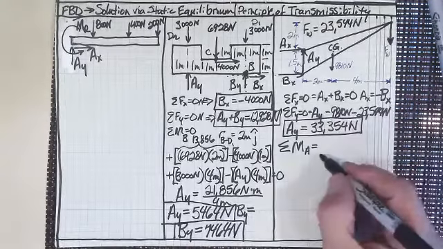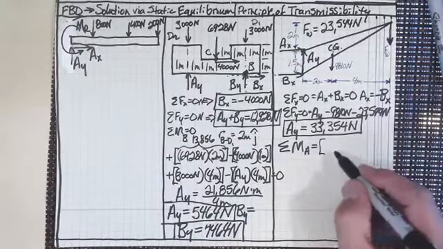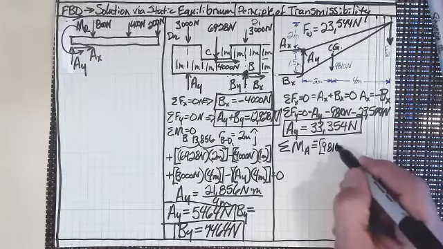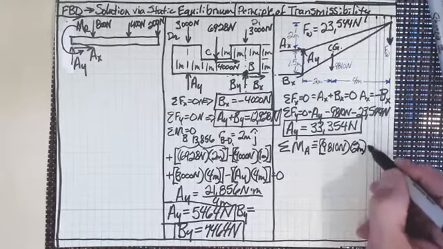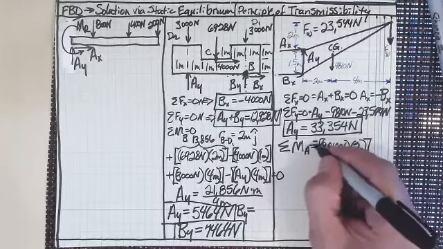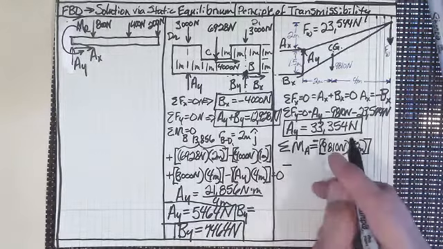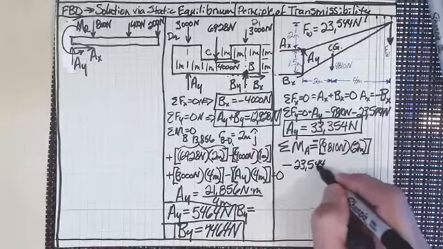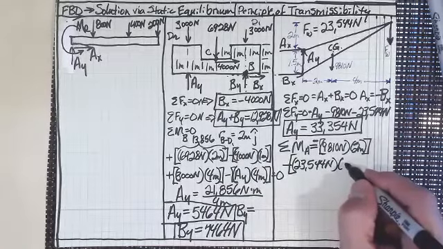So this is going to be a negative, right? So negative 9,810 newtons times 2 meters. Then we've got another negative one there, so make sure that's a negative. And then we've got another negative one there that's going to be minus 23,544 newtons times 6 meters.